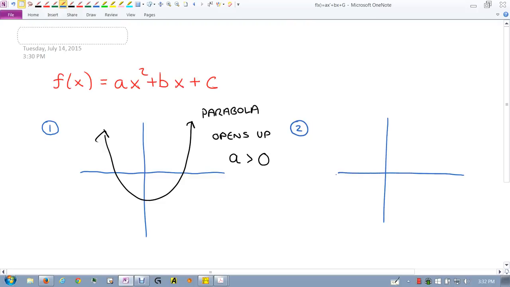opens down. So it looks like an upside down U. We would say that this one opens down. And again, a will dictate whether or not it opens up or down. And in this case, a would be less than 0 or a negative number. So positive people smile, negative people frown, right?